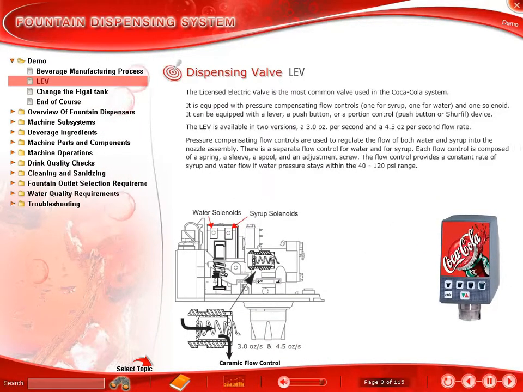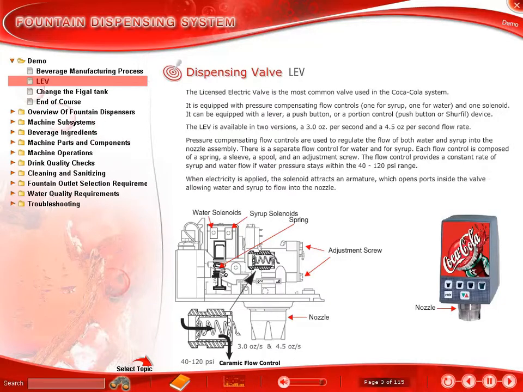Pressure compensating flow controls are used to regulate the flow of both water and syrup into the nozzle assembly. There is a separate flow control for water and for syrup. Each flow control is composed of a spring, a sleeve, a spool and an adjustment screw. The flow control provides a constant rate of syrup and water flow if water pressure stays within the 40 to 120 psi range. When electricity is applied, the solenoid attracts an armature which opens ports inside the valve, allowing water and syrup to flow into the nozzle.